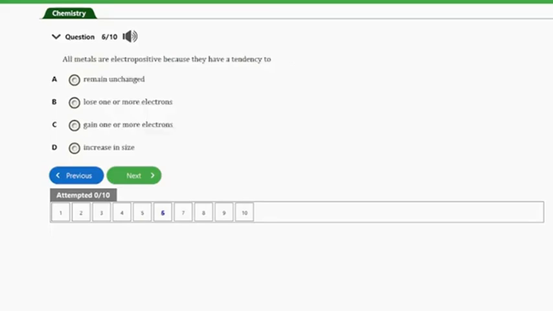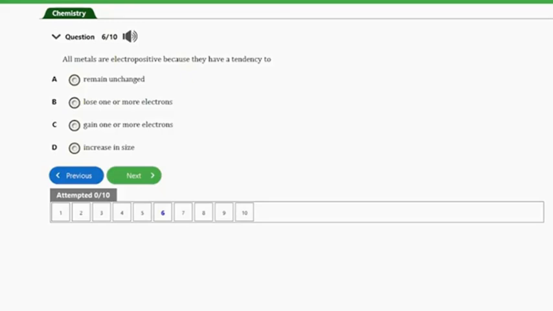So let's consider the next question, and that's question number 6. It says, all metals are electropositive because they have a tendency to A. remain unchanged, B. lose one or more electrons, C. gain one or more electrons, D. increase in size.